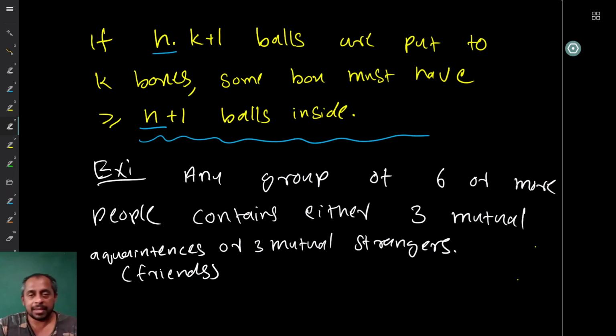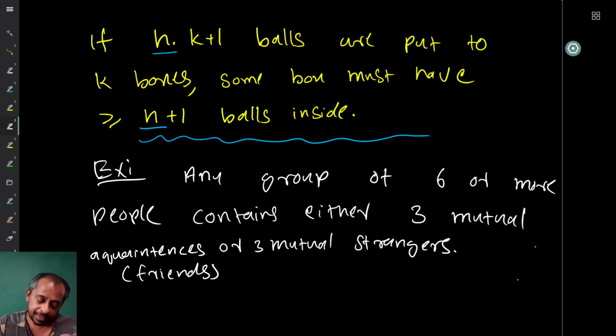The same argument that we did earlier works, right? So here instead of 1 into k plus 1, and then instead of 1 plus 1, 2, we have n plus 1. Because we know that if each box had at most n, then we have n into k, that is at most nk balls inside, right? So that is the proof.